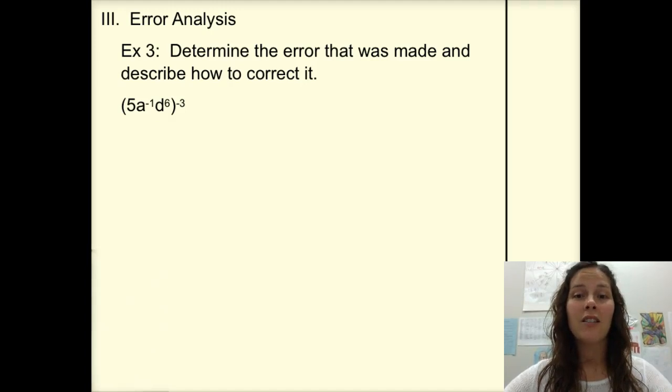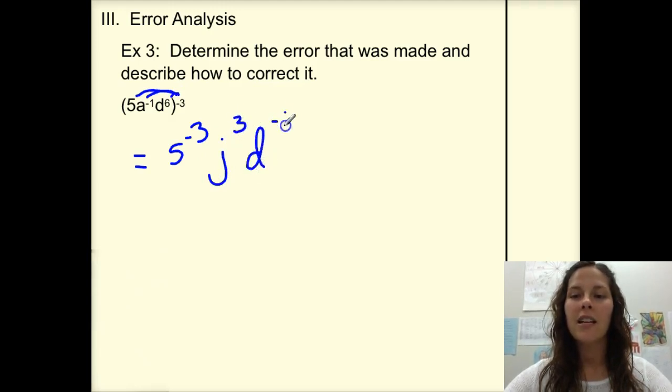Finally, let's look at our error analysis. Make sure you're catching the mistake as I'm working through this one. First, we have 5 to the negative 3 power. I'm distributing that exponent to everything inside the parentheses. Multiplying my powers together, I get a positive 3 and a negative 18.